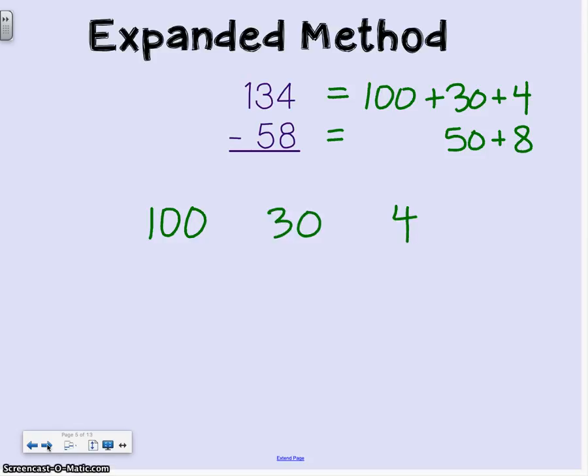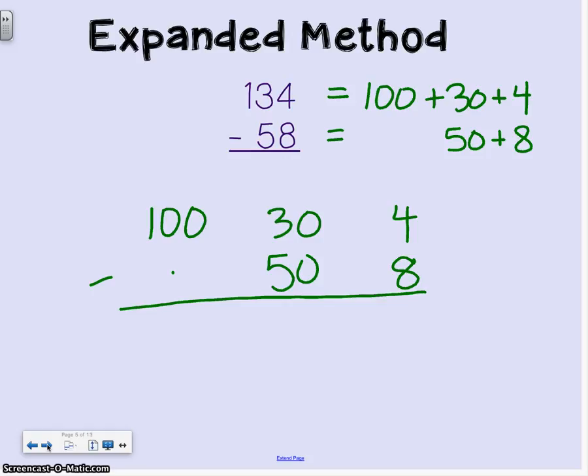134 plus 58. Oh, subtract. I'm subtracting. Oh, you're right, subtracting. So if I'm subtracting 58, I can't put my 50 in the hundreds place because it is in the tens. It's 5 tens. So I'm going to put my 50 under the 30 and my 8 under the 4. I'm going to draw a line and then show that I'm subtracting.